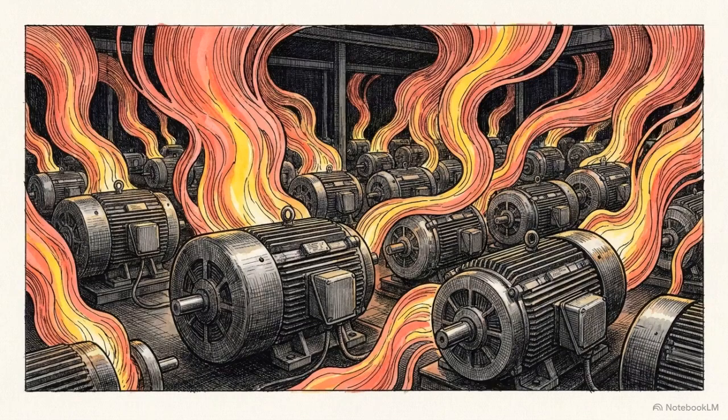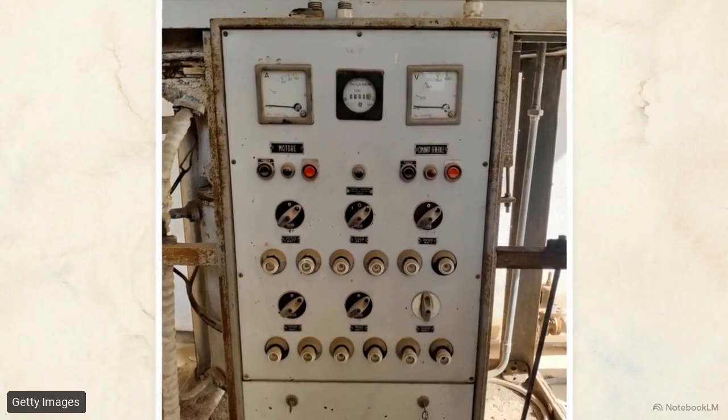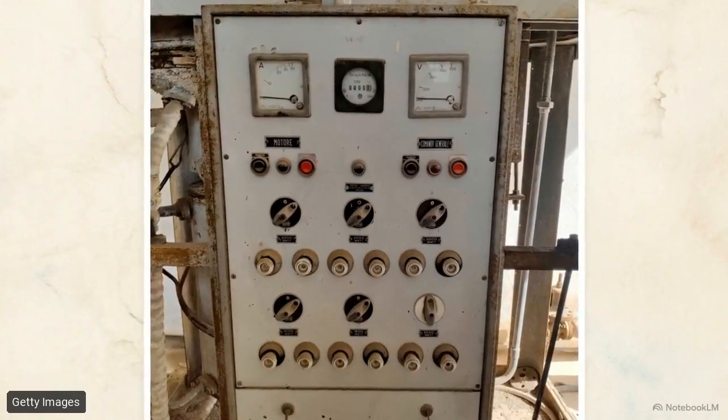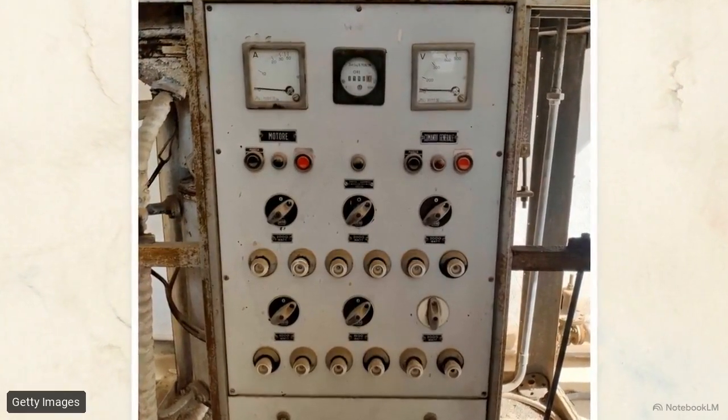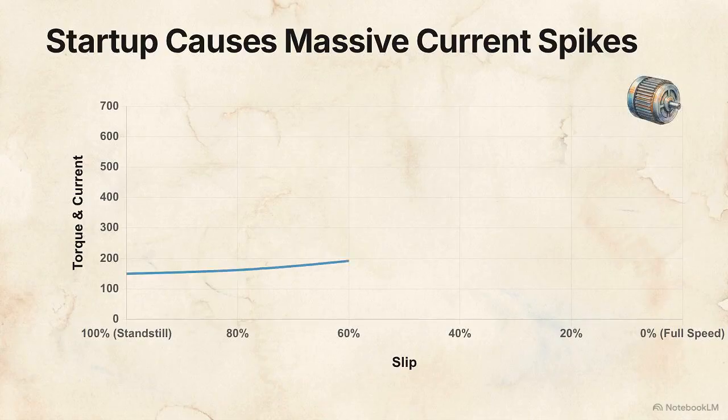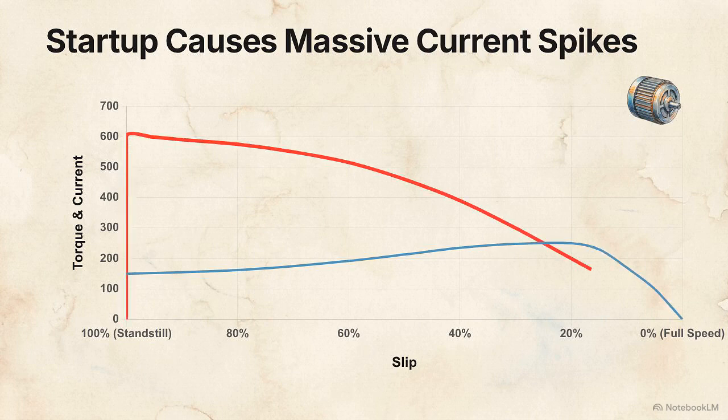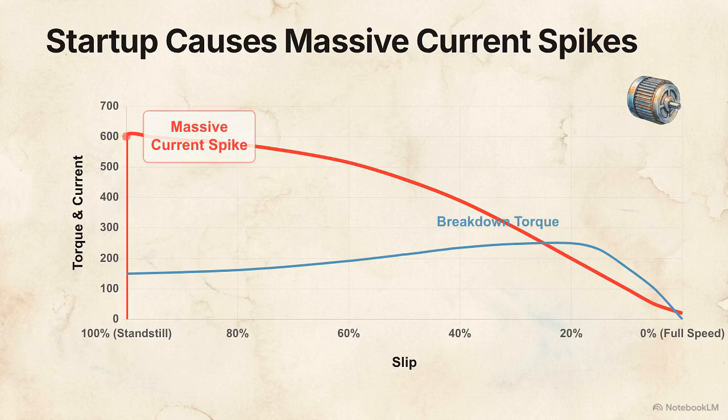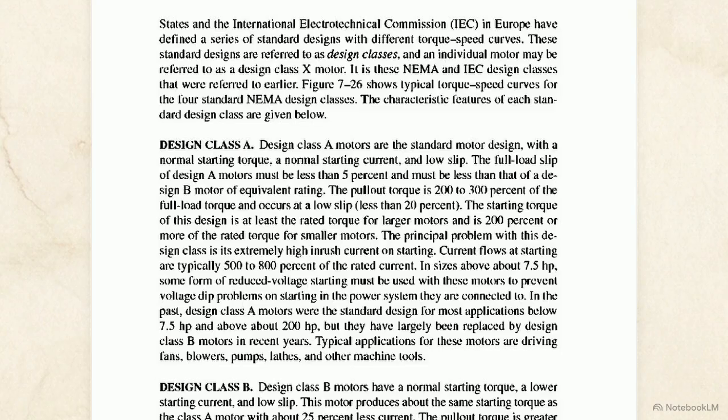We also have to account for the violent starting dynamics predicted by our theoretical models. That requires heavy protective gear. Recall the induction motor's torque slip curve. The extreme high slip state at startup causes the machine to draw massive, dangerous current spikes from the grid just to break inertia. Standards bodies like NEMA classify machines into specific design classes based on these starting torque and current profiles to ensure safe deployment.